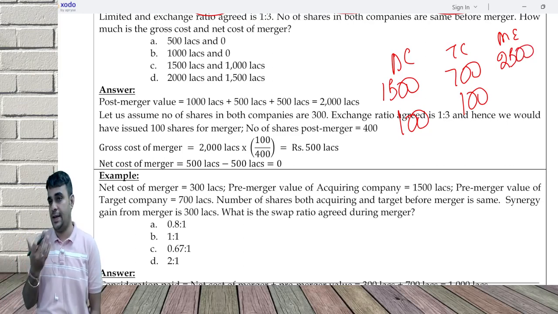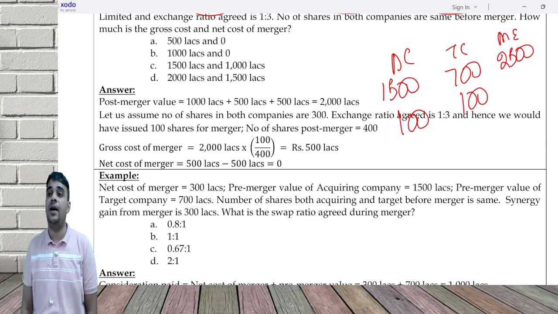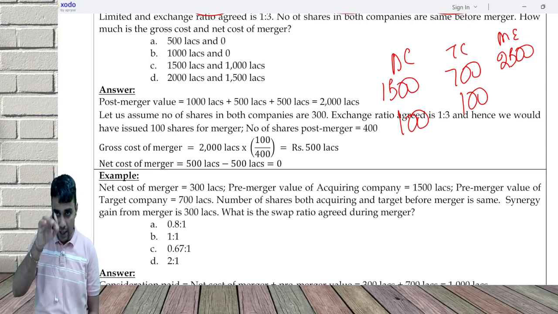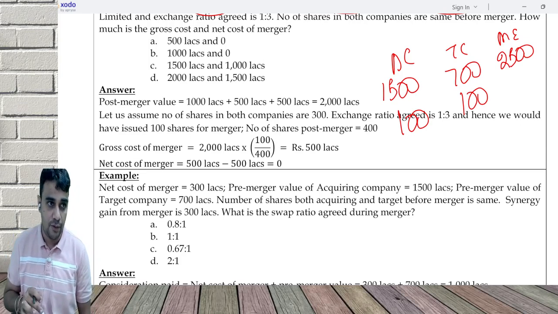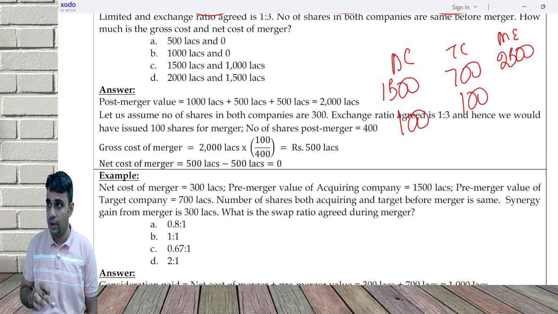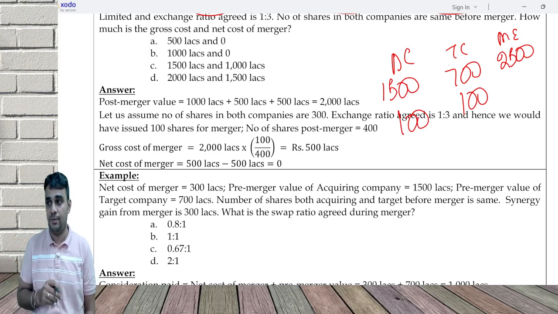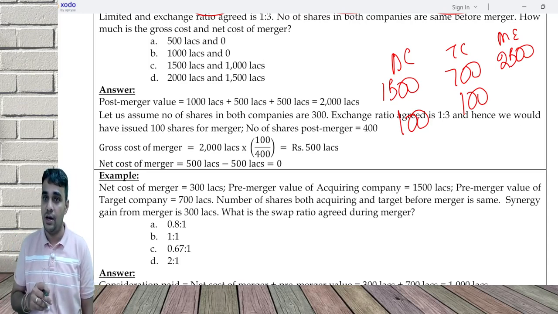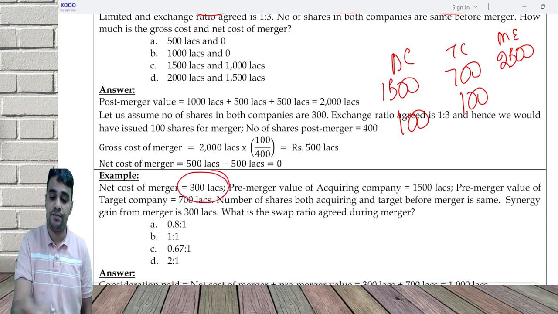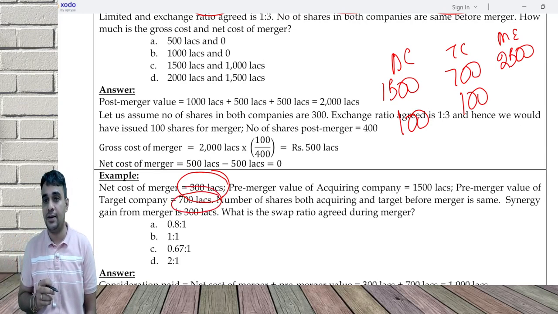What I don't know is the exchange ratio. But one thing I know is number of shares issued into the post merger price is equal to what? Not 300, it is 1000, the gross cost. The net cost is 300, plus another 700. 300 plus another 700.